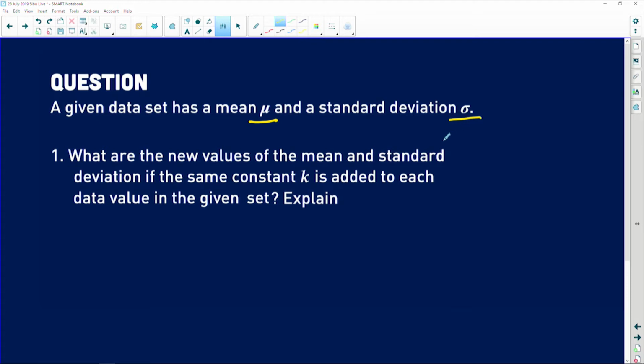Right. The first question says, what are the new values of the mean and the standard deviation if the same constant k is added on each data value in the given set? And we have to explain what the story is here. So the question is basically this. Imagine if you had 5 numbers. It doesn't have to be 5. It could be 7 or any other pool of numbers, right?